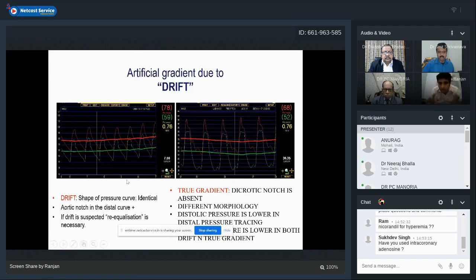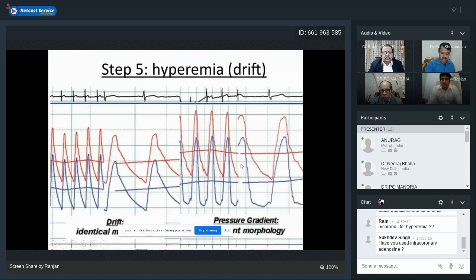I want all of you to concentrate on these two pictures and understand how a significant FFR looks. It's not the number, it is this graph which is extremely important for us to understand. See the drift and the pressure gradient. This part of the graph is because of the drift, whereas this part of the graph is because of ischemia. So the waveform has to change: the distal pressure has to lose the incisura and look ventricularized. Whenever the lesion is significant, initially you have a diastolic suppression, and later it looks ventricularized.